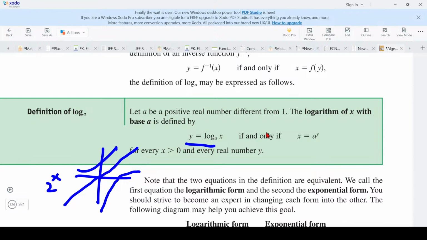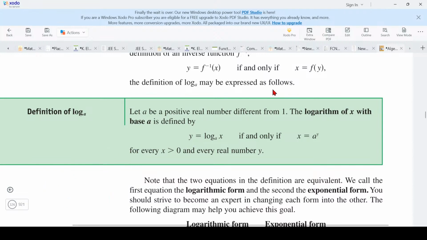Now, please read this statement. If x equals a power y, then log x to the base a is y, if and only if. This is the definition of logarithm function. We discussed this earlier, right? 2 power 3 is 8, then log 8 to the base 2 is 3. If log 8 to the base 2 is 3, that automatically means 8 equals 2 cube. Now here something you have to notice. This a is positive.